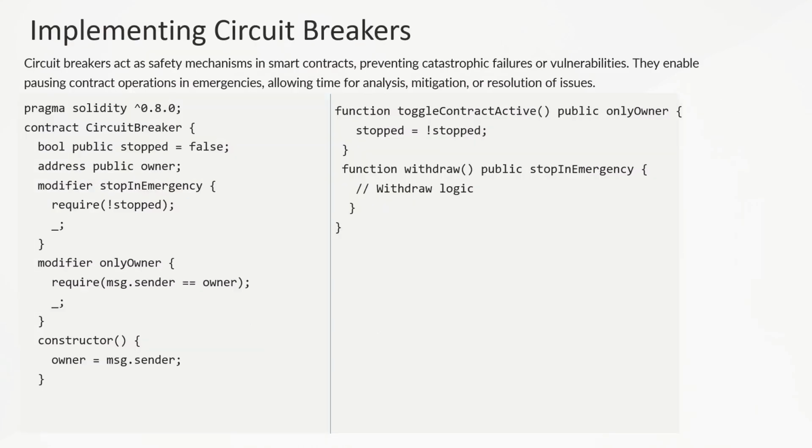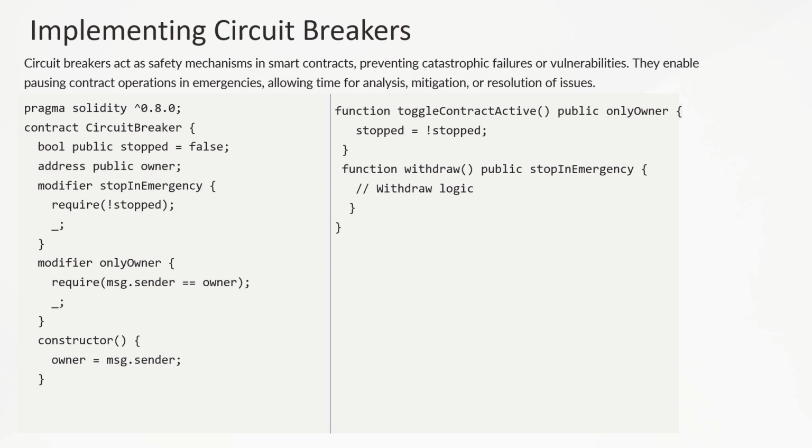Circuit breakers enable pausing smart contracts during emergencies, allowing for analysis, mitigation, or issue resolution. Imagine a circuit breaker in an electrical system that prevents overloads. In smart contracts, circuit breakers halt operations during emergencies to prevent catastrophic failures. Let's understand it through this example.